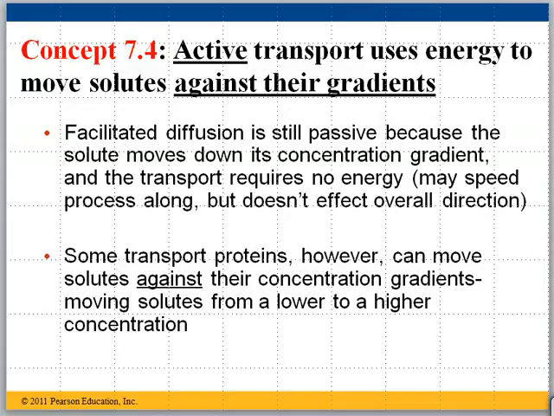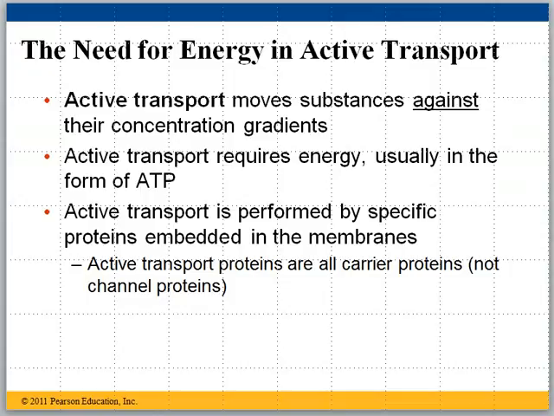But sometimes we have to go the opposite direction. We have to go against the natural flow, against the normal flow. We have to move up our concentration gradient from a lower to a higher concentration, and that's going to require energy. So we call that active transport. Because we're moving against the concentration gradient, we are going to have to use energy to do this. The vast majority of the time, energy in cell terminology is going to be the ATP molecule we talked about, the adenosine triphosphate.